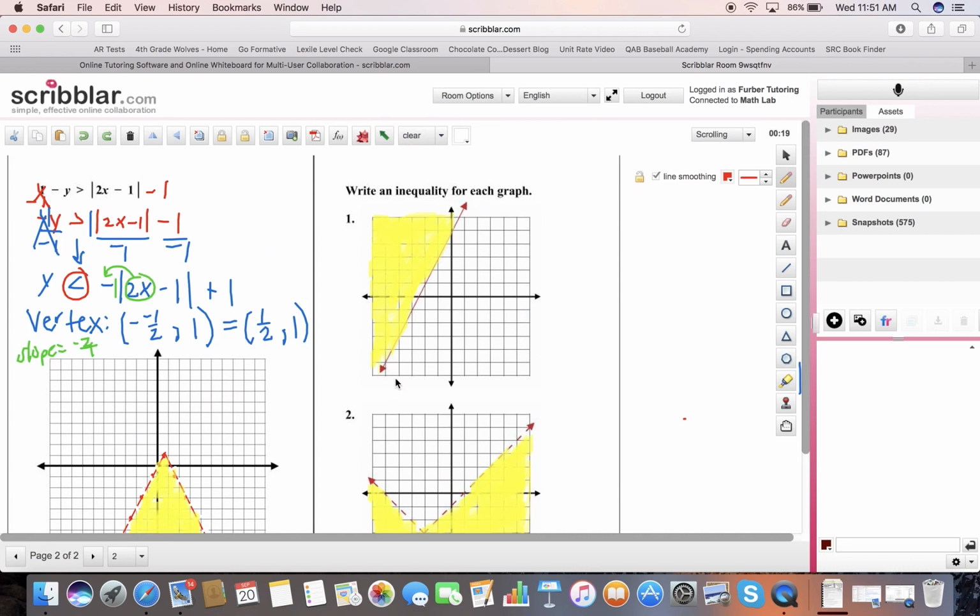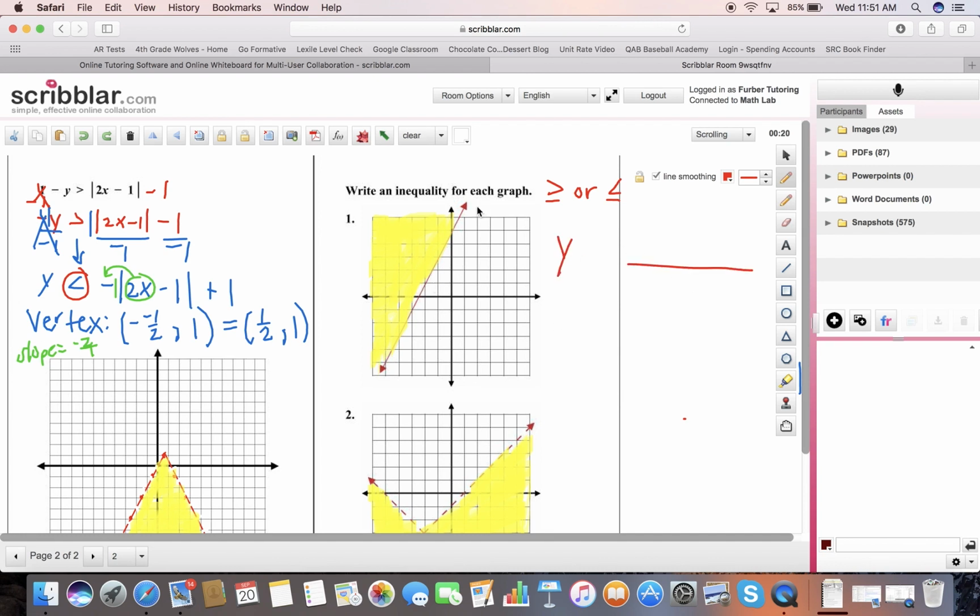Okay, so for the first one, this is a linear equation. You can see the line. It's a solid line, so that automatically tells you that it's either going to be this or this, because it includes the solutions on the line. So let's write in this symbol last. Let's just get the sides worked out, okay?